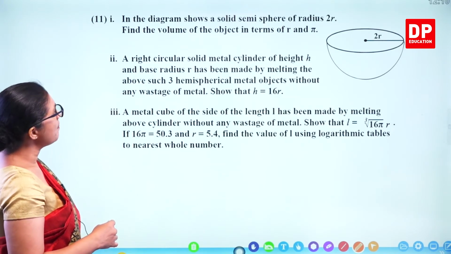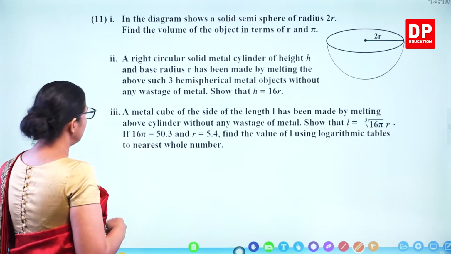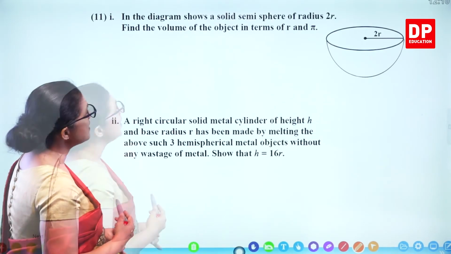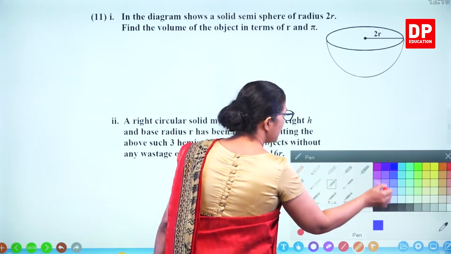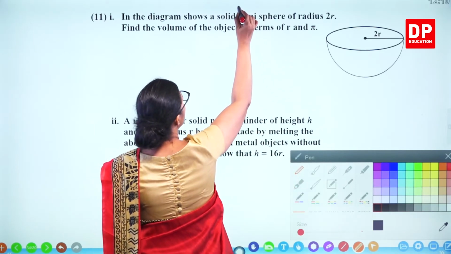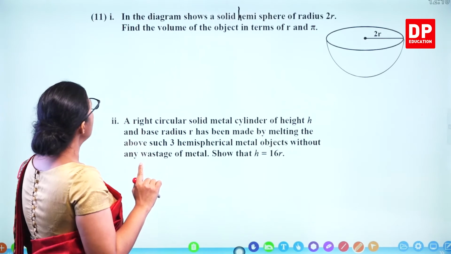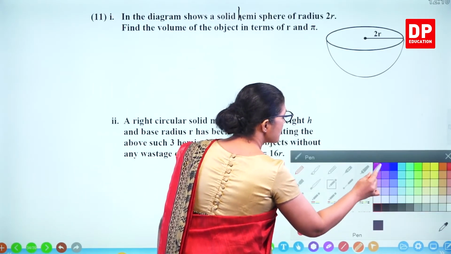Now you can try question number 11. 11, 3 parts are there. We'll take the first part. The diagram shows a solid hemisphere. So we'll take, this is hemisphere of radius 2r. Find the volume of the object in terms of r and pi. So what's the volume?